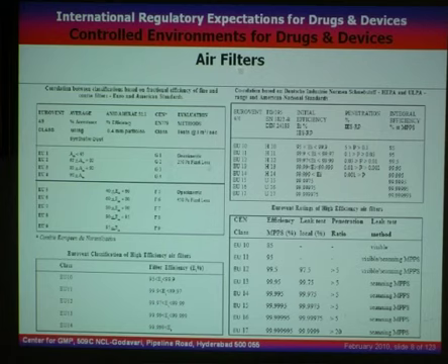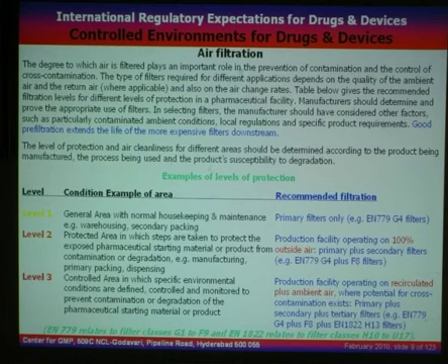The degree to which air is filtered plays an important role in the prevention of contamination and the control of cross-contamination. The type of filters required for different applications depends on the quality of the ambient air and the return air where applicable, and also on the air change rates. The table below gives the recommended filtration levels for different levels of protection in a pharmaceutical facility. Manufacturers should determine and prove the appropriate use of filters.